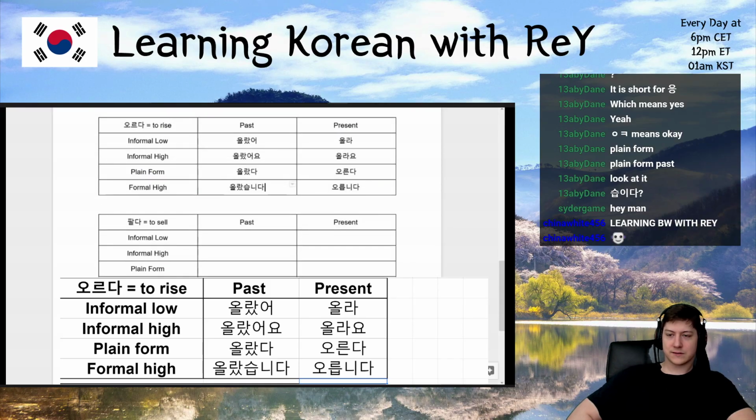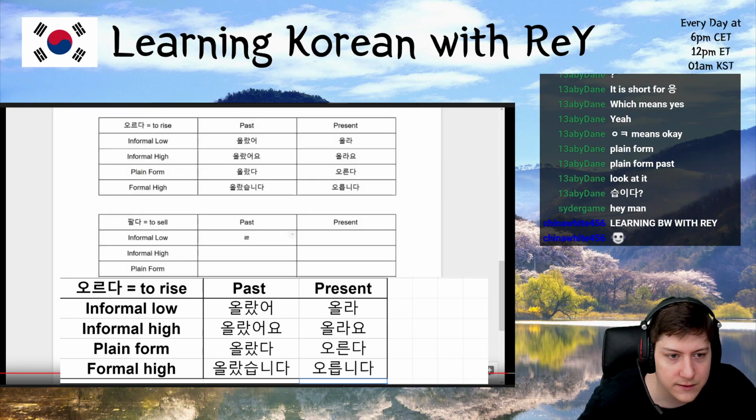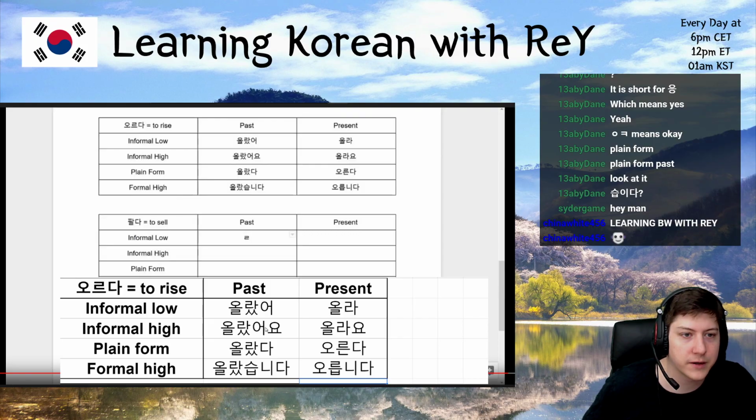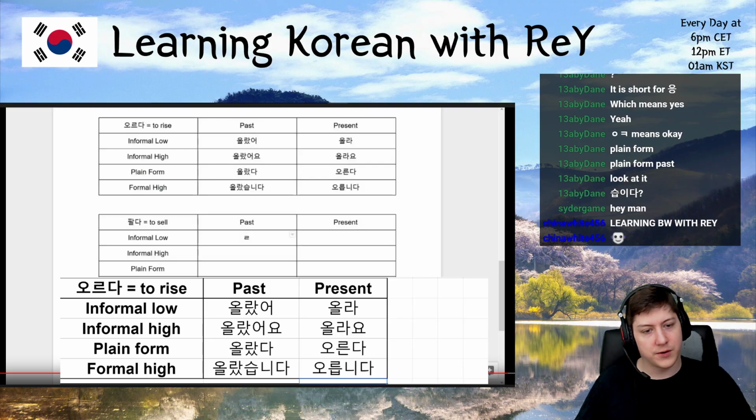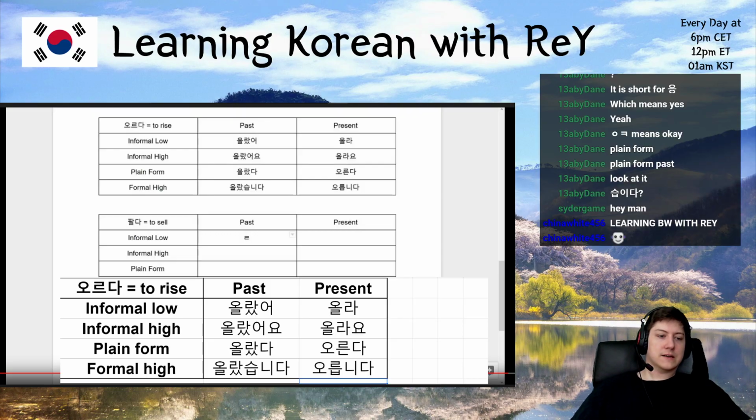The final verb that we can look at here is 팔다. Okay, let's compare. I think it's all correct. So again, I made the mistake with the present plain form and present formal high, because in that case we are not adding a vowel in the conjugation, so the irregular doesn't apply.